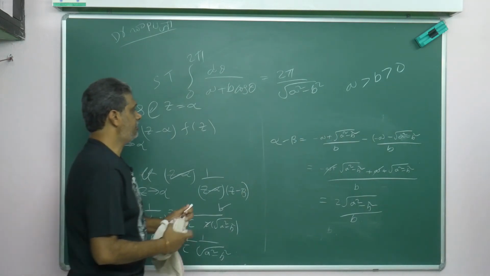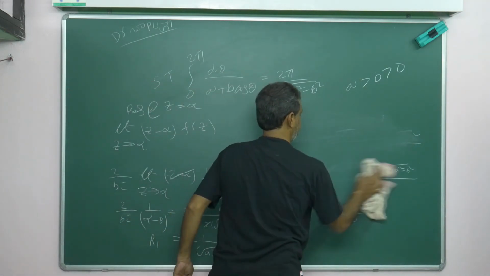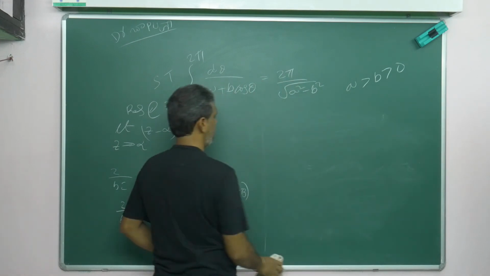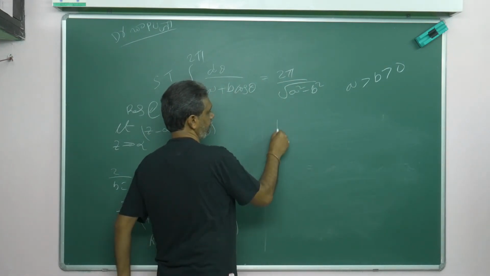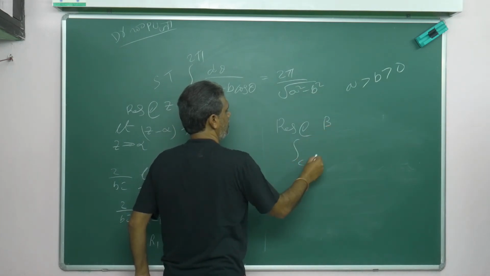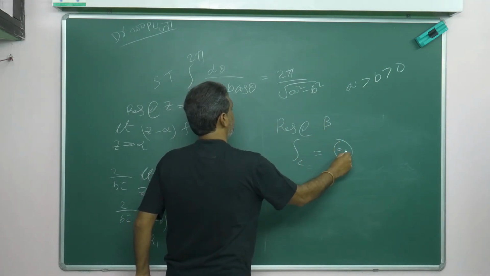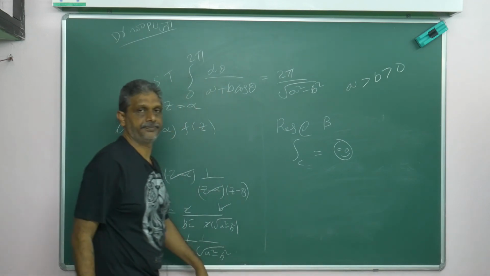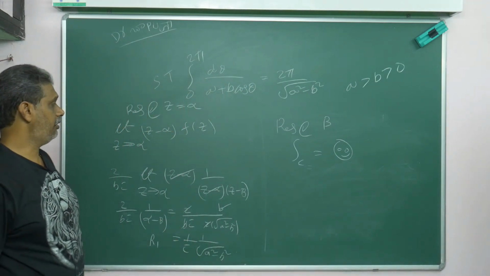Okay, residue at beta, what will you get? 0, because beta is outside. Residue at beta is what? Integral is 0. Vanishes. Getting it or not?